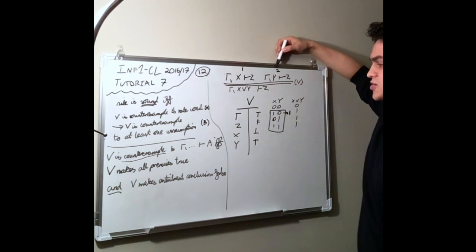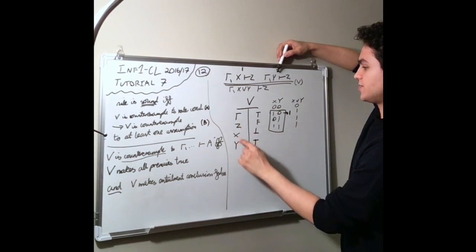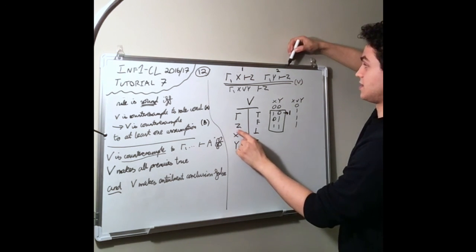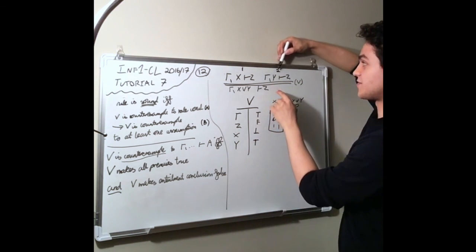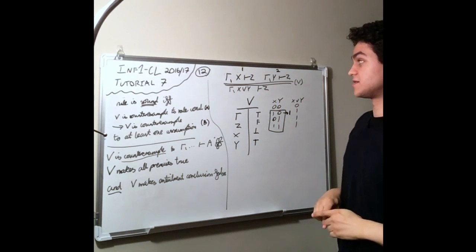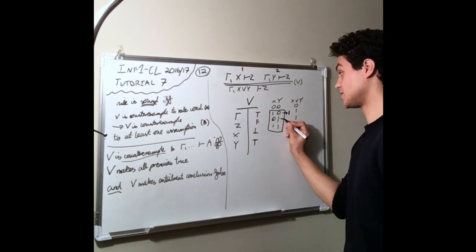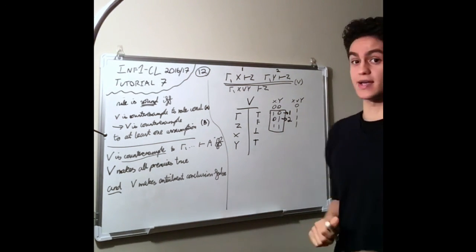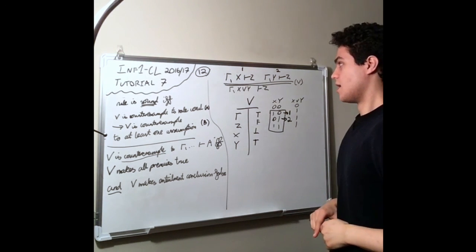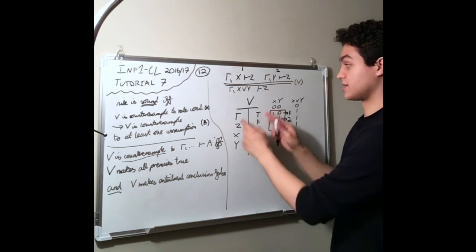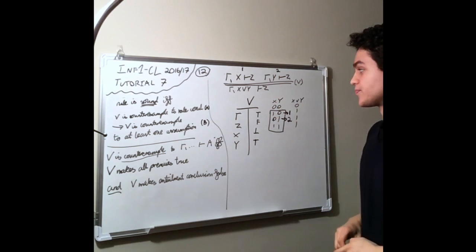We move on to assumption 2. This is true, y is true, z is false. So things on the left are true, thing on the right is false, so we're done. We found a counterexample. We found an assumption where this valuation is a counterexample to that.